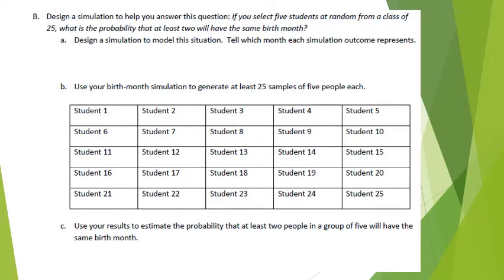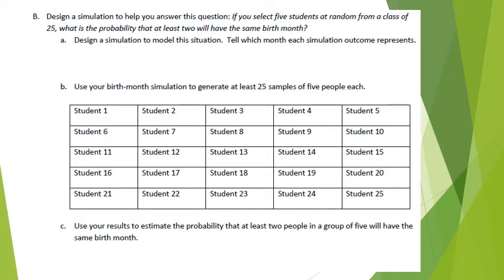Next, you're going to design a simulation that will help you answer this question. If you select 5 students at random from a class of 25, what is the probability that at least 2 will have the same birth month? We're going to design a simulation to model this situation. And you're going to tell which month each simulation outcome represents.